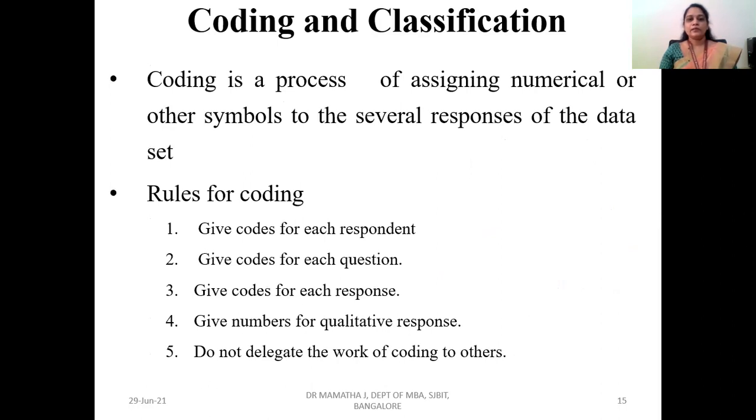After the editing part, the data is now ready for coding. Coding is nothing but a process of assigning numerical values or symbols to the responses of the data set. When we are analyzing the data, usually the data collection sample size will be very huge. Manually correcting and analyzing will be a tedious process. So coding helps us do the analysis part very easily.